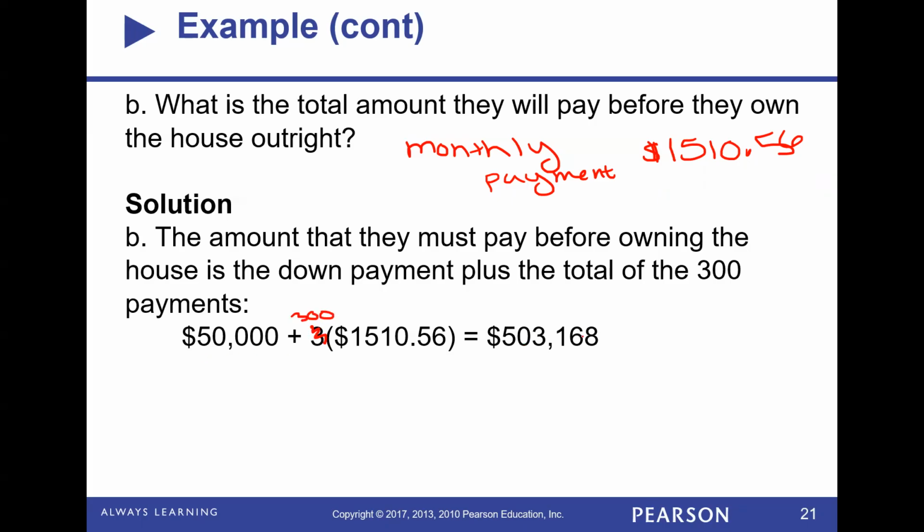Y'all, I'm really actually paying $503,000 on this house. Oh my goodness. Again, remember, how much did I actually take the loan out for? Maybe that might be interesting. So how much in interest did I actually pay?